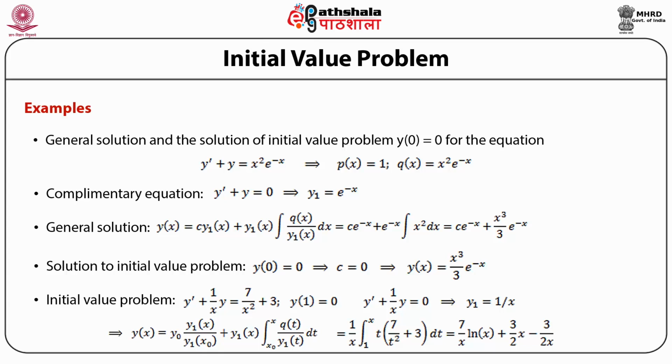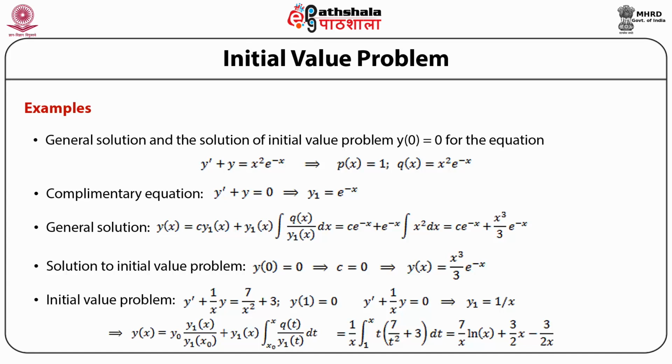The initial condition is defined by at x equal to 1, y equal to 0. So first we consider the complementary equation, which is given by y prime plus 1 by x of y equal to 0. So the solution y1 will be obtained as equal to 1 by x. Solution to the initial value problem: y of x is equal to y naught times y1 of x by y1 of x naught plus y1 of x times the integral from x naught to x of t by y1 of t dt.